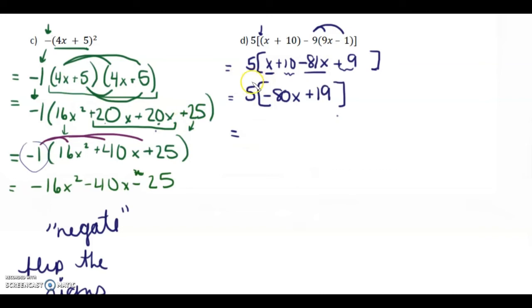Okay, at this point we can go ahead and distribute that 5 into the bracket. It doesn't matter if the brackets are square or round. So -400x we get when we do 5 times -80x. Okay, and now 5 times 19 we get plus 95.